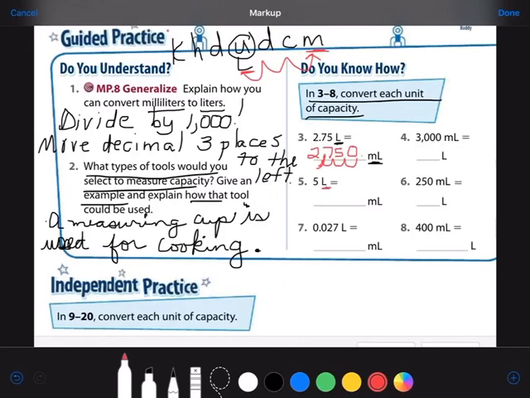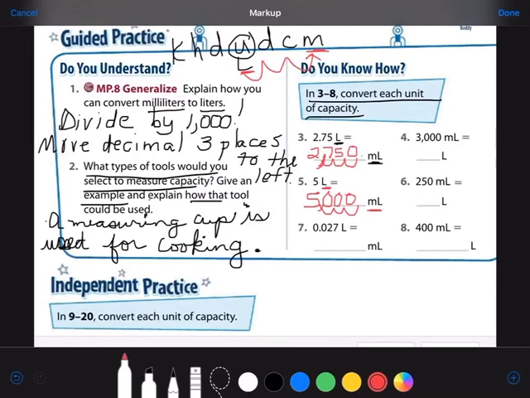These are all 3, 5, and 7, all the odds. Those are all going from liters to milliliters. These are all 3 jumps to the right. So let's just do them all. 5 liters, and then it's 1, 2, 3 jumps to the right. That's 5,000 milliliters. Let's do another one.